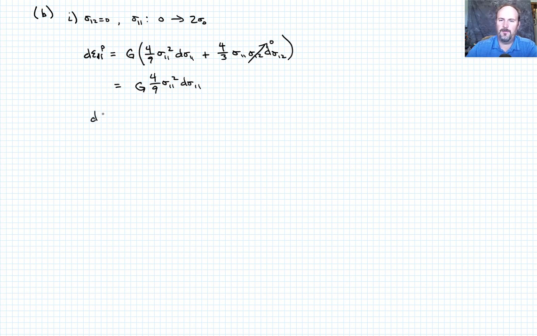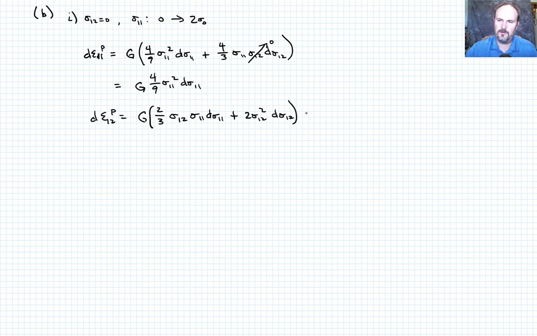And then if you remember d epsilon 1,2, we had that as g times 2/3 sigma 1,2 sigma 1,1 d sigma 1,1 plus 2 sigma 1,2 squared d sigma 1,2, right?